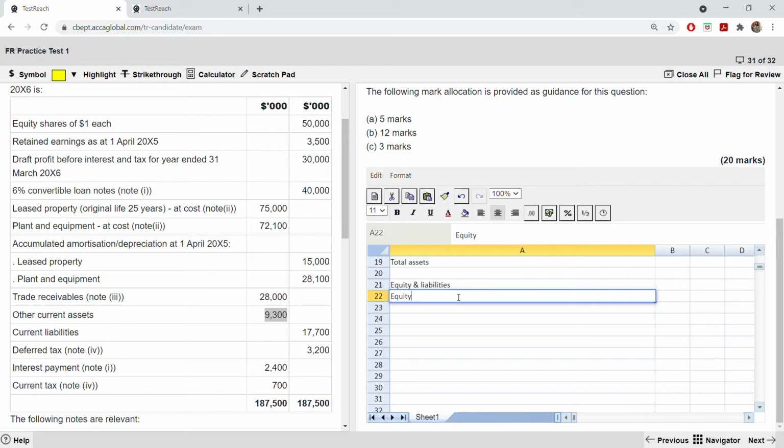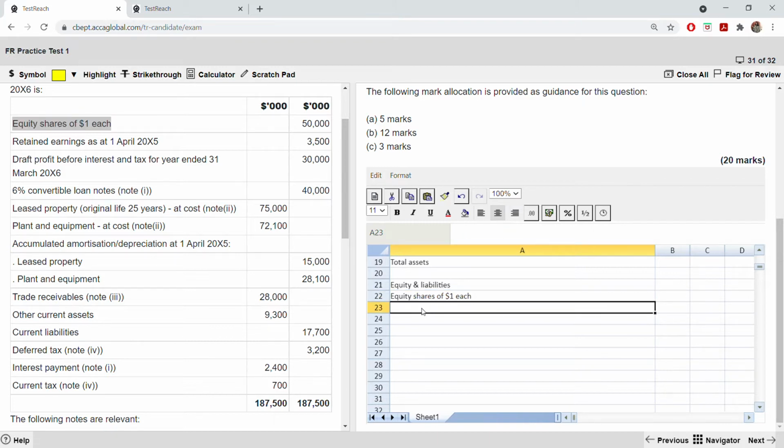Under equity we have equity shares of $1 each. Okay, so equity shares of $1 each. Okay, you can see from here, this one, equity share.